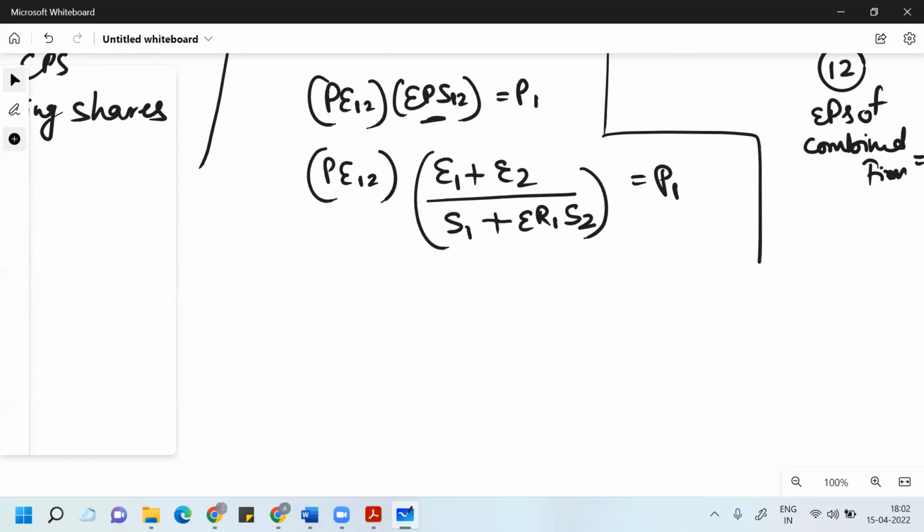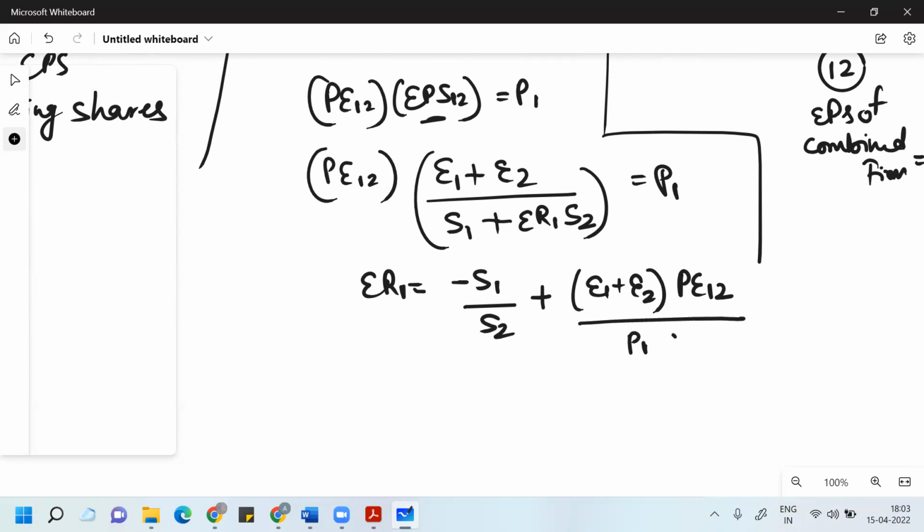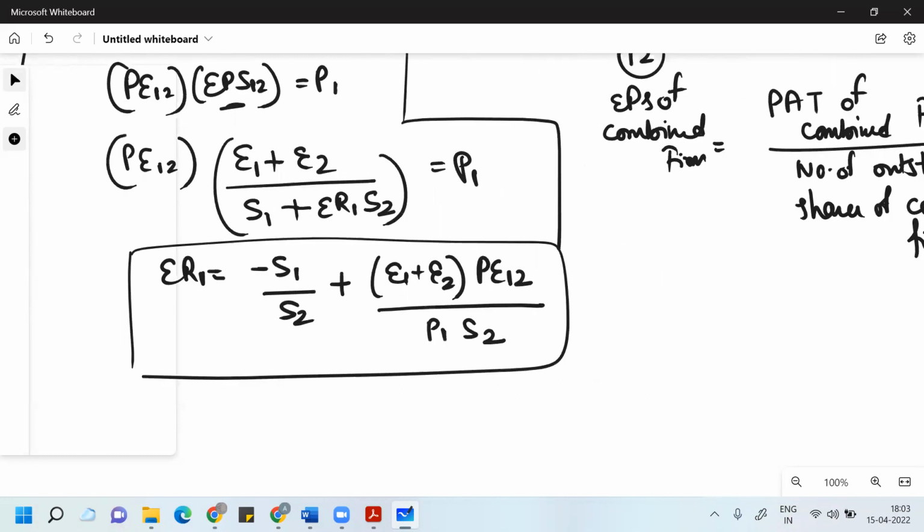So from this I can calculate the formula for the maximum exchange ratio, which is what I have to determine. That would be minus S1 by S2 plus (E1 plus E2) into PE12, the price earning ratio of the combined firm, divided by P1, the market price per share of firm 1, into the number of shares outstanding of firm 2. This is the formula of the maximum exchange ratio. You have to learn this formula by heart.